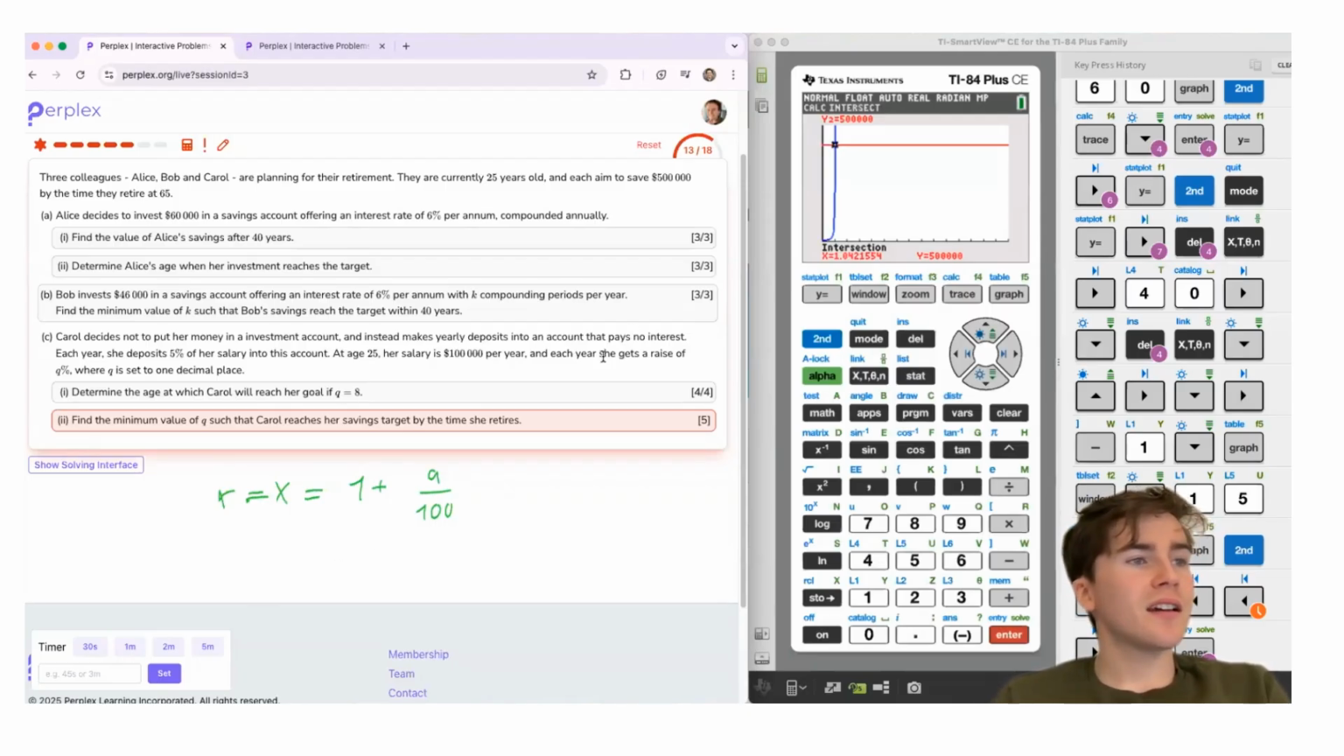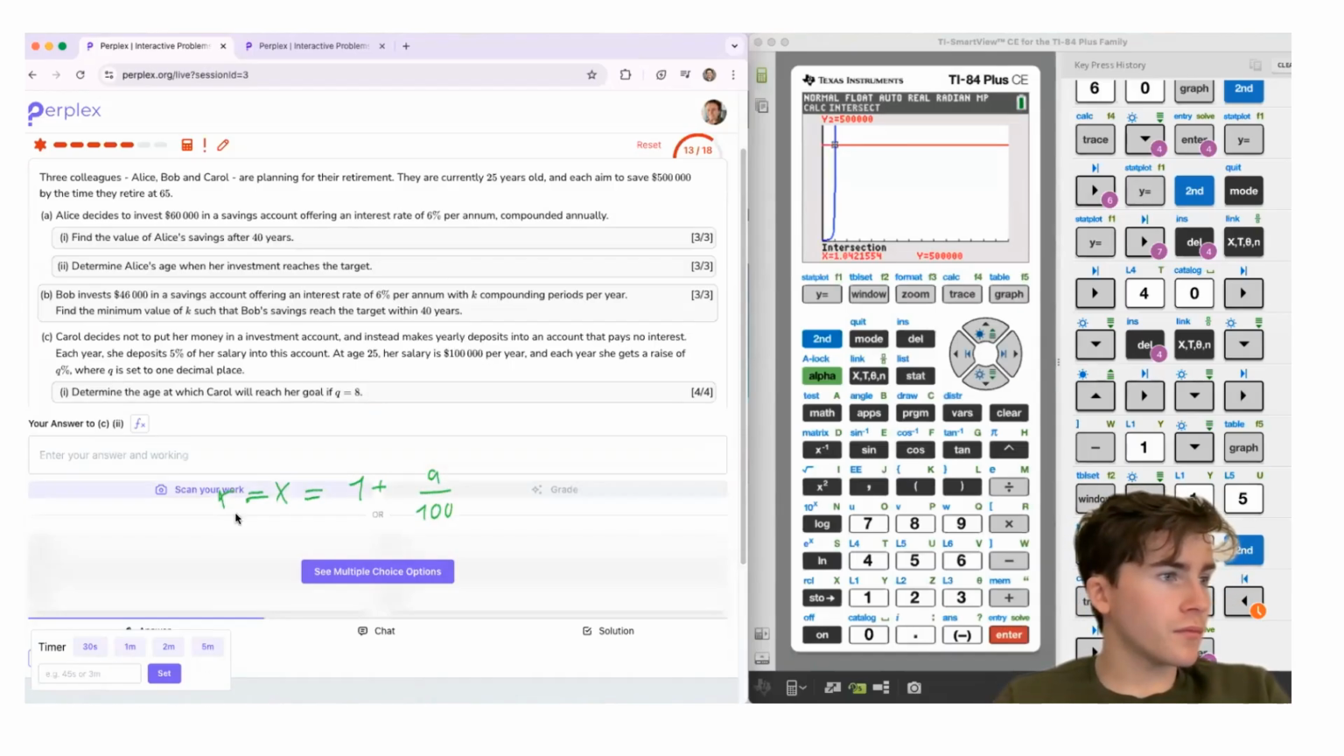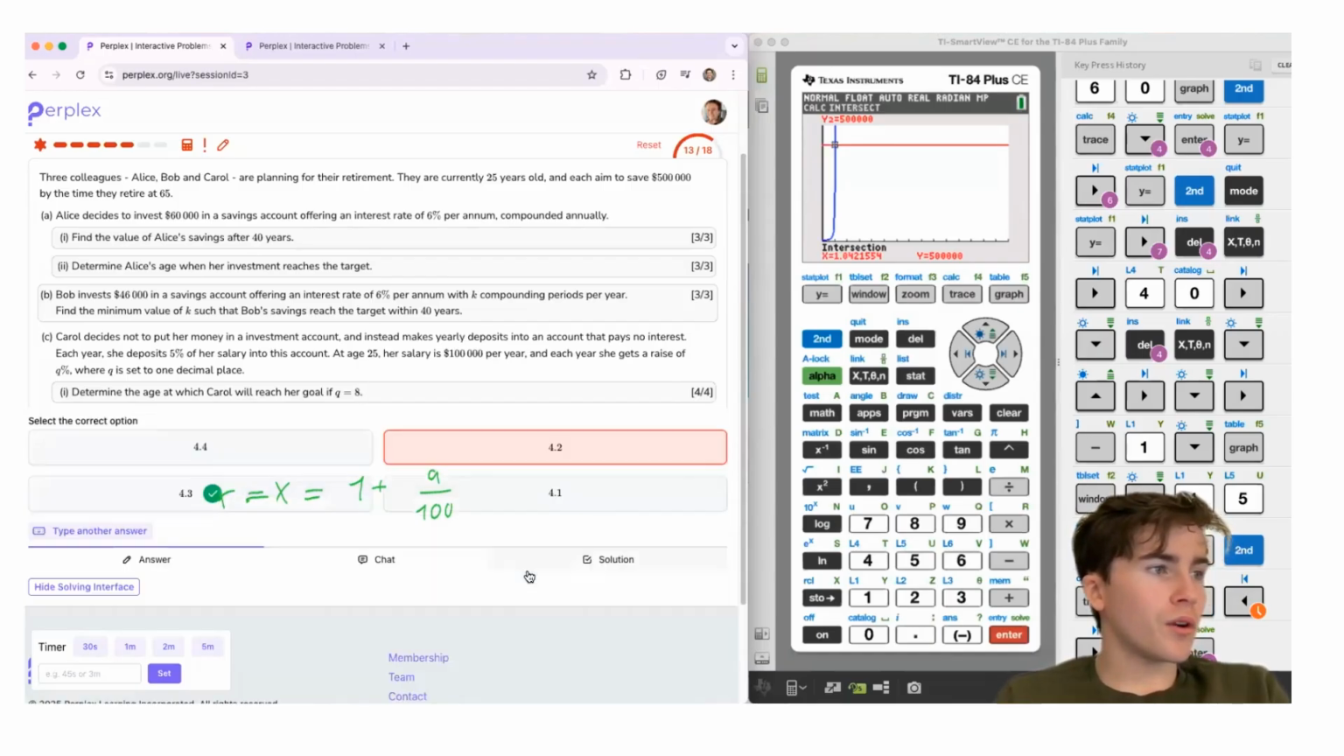And it says in the question, q is set to 1 decimal place. So 4.2 is the answer. 4.2. Oh no, that was dumb. You have to round up. Of course, you have to round up because we're asked for the minimum value. So 4.3 is the answer. Mistakes happen to all of us, I guess.